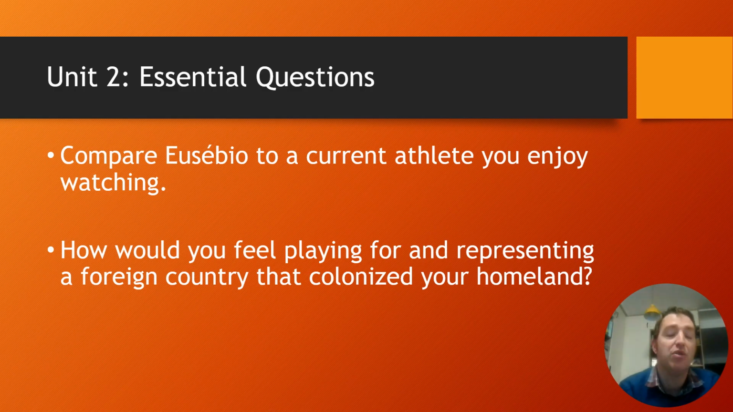And the text about Eusebio mentions that he was born in Mozambique, which was a Portuguese colony. So it's important that my students understand what colonization means in this context, because my students don't come from a land where they've had Europeans colonizing the land for hundreds of years. So they just don't have that experience, and they don't learn as much about that, I don't believe, as a lot of other students do.